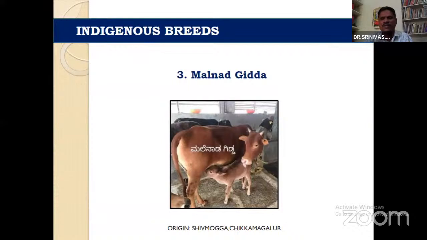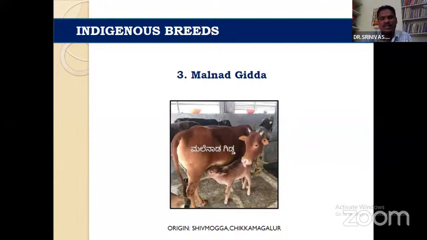This one is Malnad Gidda. As the name suggests, it is seen in the forest and Malnad areas with heavy rainfall, like Shivamogga, Chikmagaluru, and the Western Ghats. Gidda means it is a small breed. Its height is very small, and it is mainly reared for milk in those areas. Those who live in the Malnad area will know all about Malnad Gidda cows.